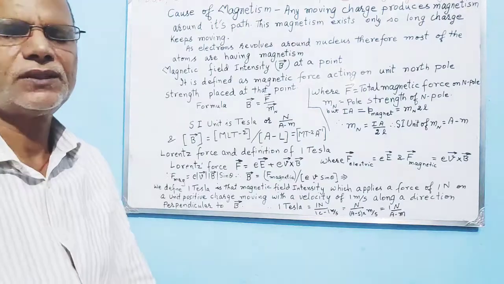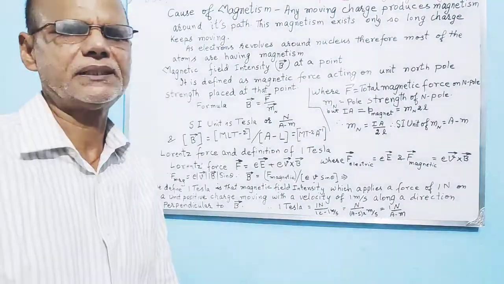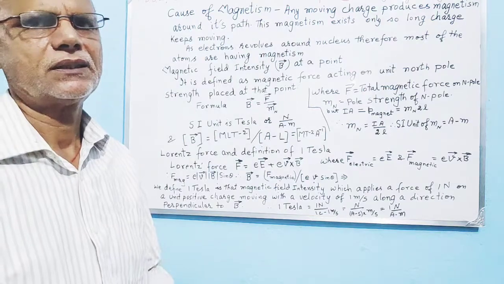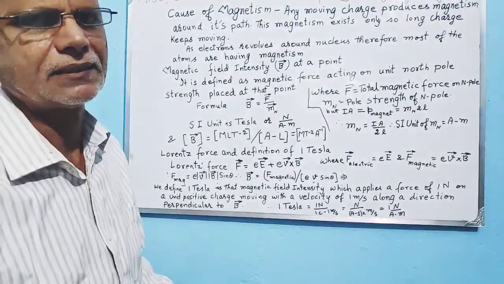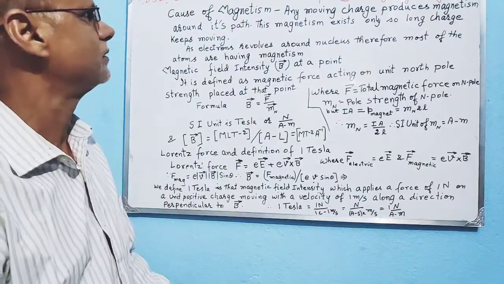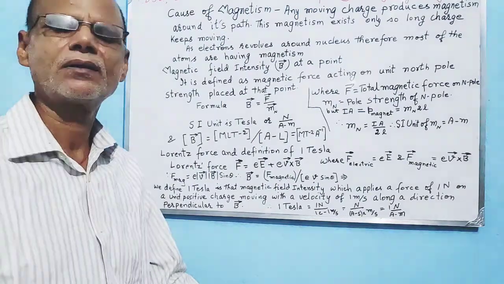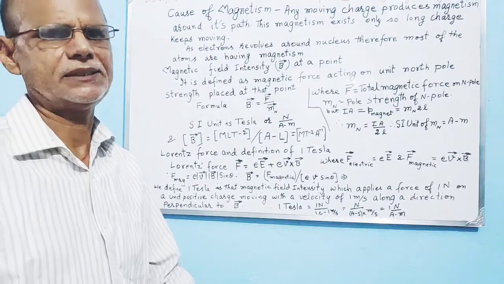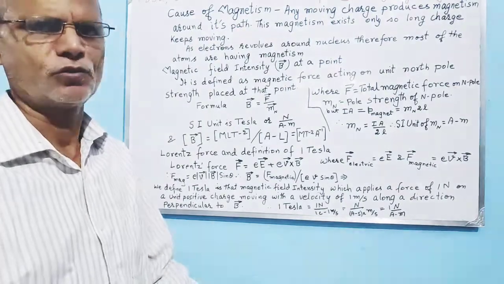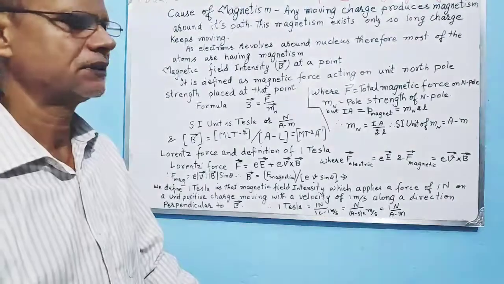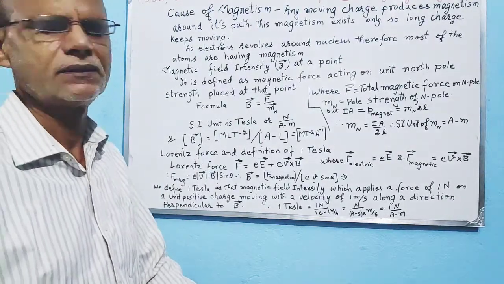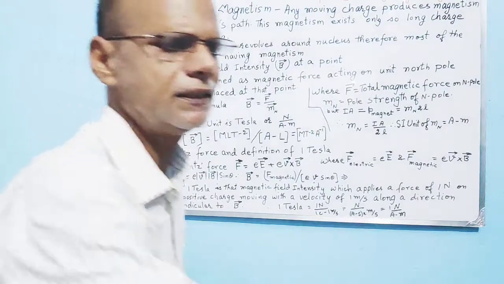Friends, today we are starting the new chapter. This chapter is related to magnetic properties of atoms and molecules. You see how magnetism is produced. We will discuss what is the origin of magnetism. Then we will also define magnetic field intensity.